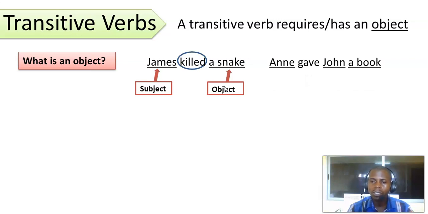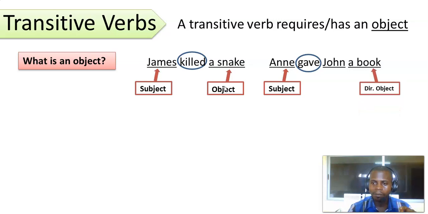Let's look at another example. Anne gave John a book. In this sentence, as you can see underlined, we have Anne as a subject, gave as a verb, and a book as a direct object. That's what I mean by a direct object. And then we have John as indirect object. Let me quickly explain the concept of direct and indirect objects. Verbs like gave usually have two objects. As you can see here, John is an object and a book is an object.